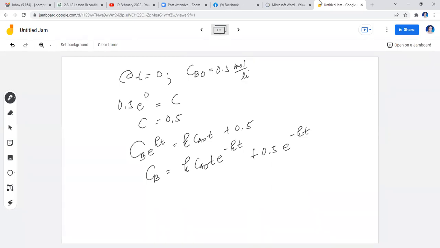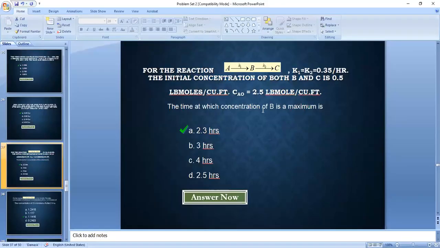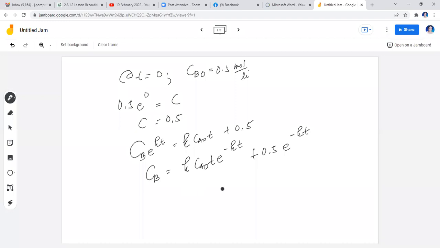Now, if you go back to the problem, it says time at which the concentration of B is maximum. So we go back to our solution. In order for us to get the time at which the concentration of B is maximum, we use maxima-minima. You differentiate this formula of yours that solves for the concentration of B at any time. So you differentiate it, of course, with respect to time.